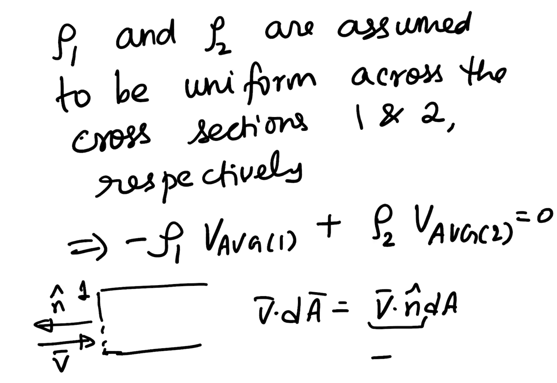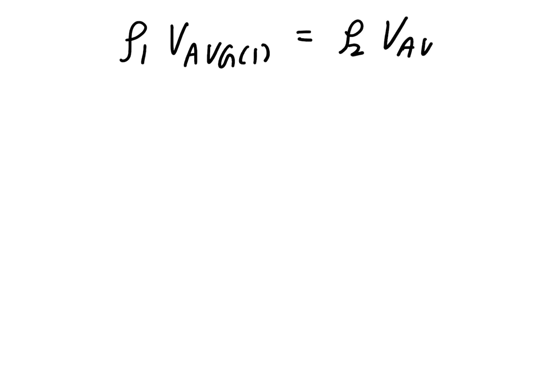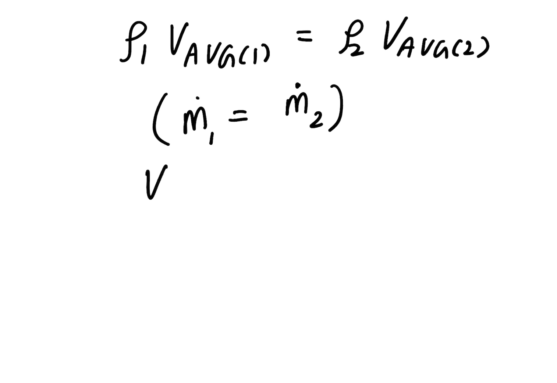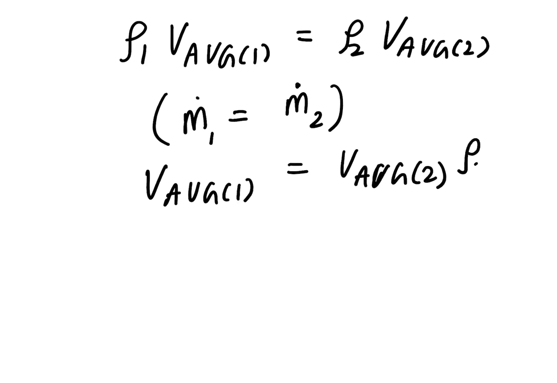Is basically minus the magnitude of the velocity. Okay, so I have rho 1 v average 1 equals rho 2 v average 2, which you could have also written as simply m dot 1 equals m dot 2. Okay, so if we want to solve for the average velocity at 1, that is simply the average velocity at 2 times rho 2 over rho 1.